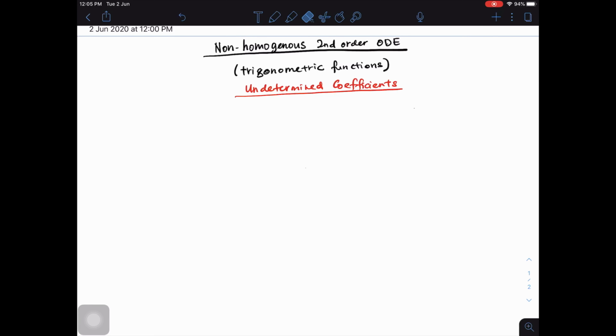Okay, let's see one equation involving a trigonometric function here. Let's see one simple equation. When you have a second order ODE d square y dx square plus 4 dy dx equal to 3 cos 2x. So now you have your second order ordinary differential equation, which is non-homogeneous, and you need to solve it by using undetermined coefficient.